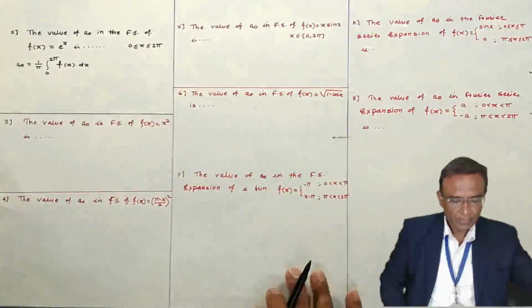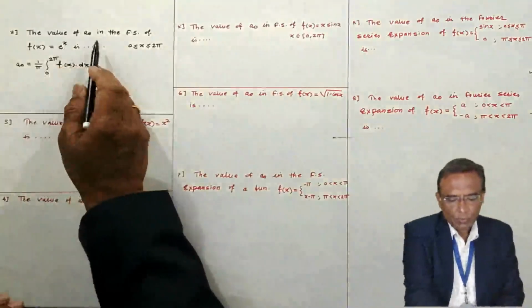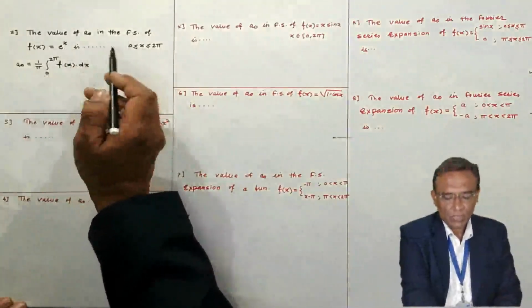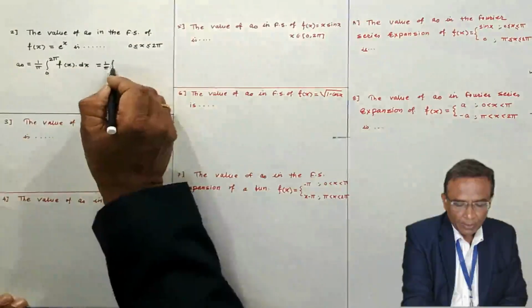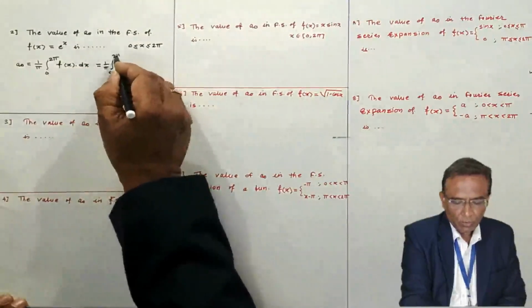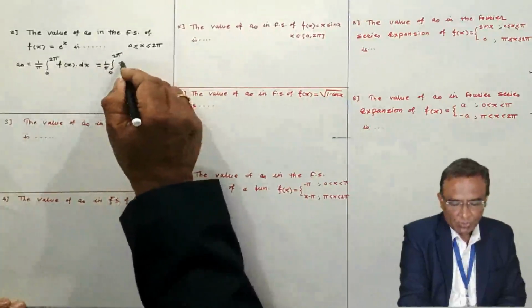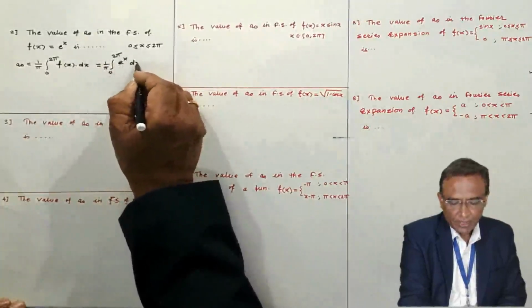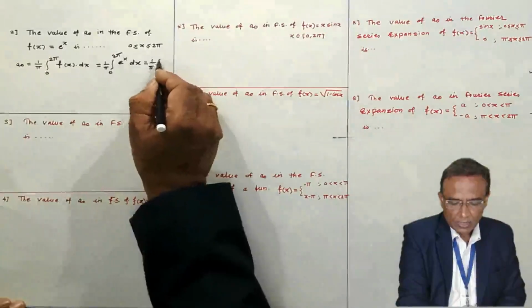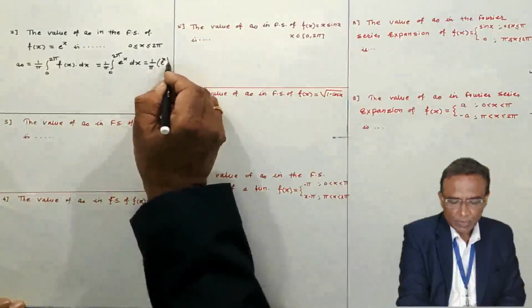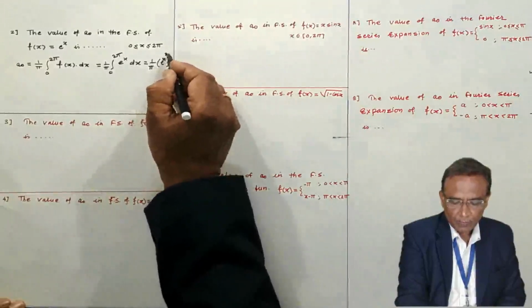Now in the next problem, the value of a0 in the Fourier series of the function, the range is given. Now what to do? 1 by pi, 0 to 2 pi, this is the formula for a0. f(x) is what? e raised to x. Integral of e raised to the power x is e to the power x, same thing, from 0 to 2 pi.